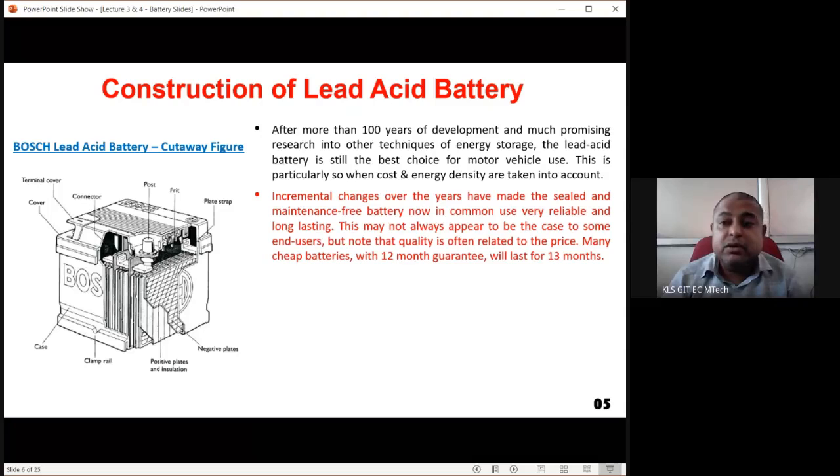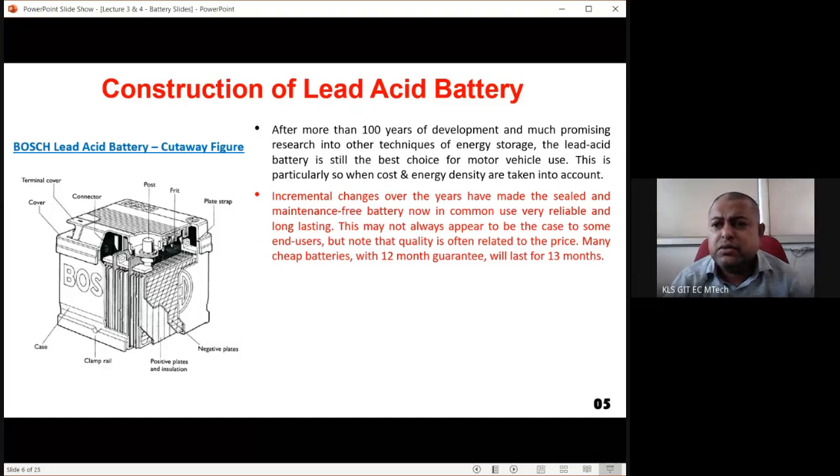And sometimes some people will tell you that you just purchase this battery, this will have a warranty of 1 year. So what you'll find is 1 year it will run fine, but in the 13th month this will go bad. Okay, so we don't want that kind of thing. So that is what is written in the last line, that if you are having a guarantee of 12 months, in the 13th month the battery is going bad.